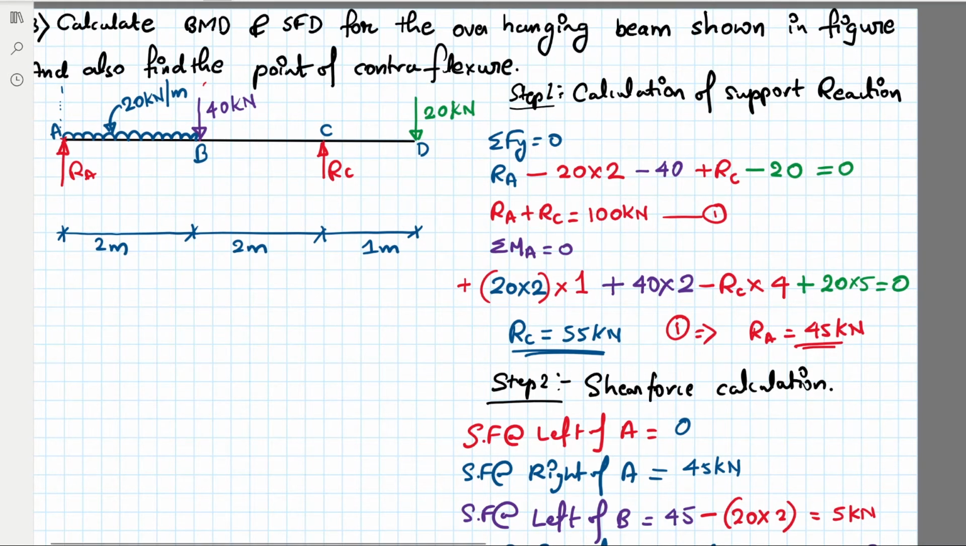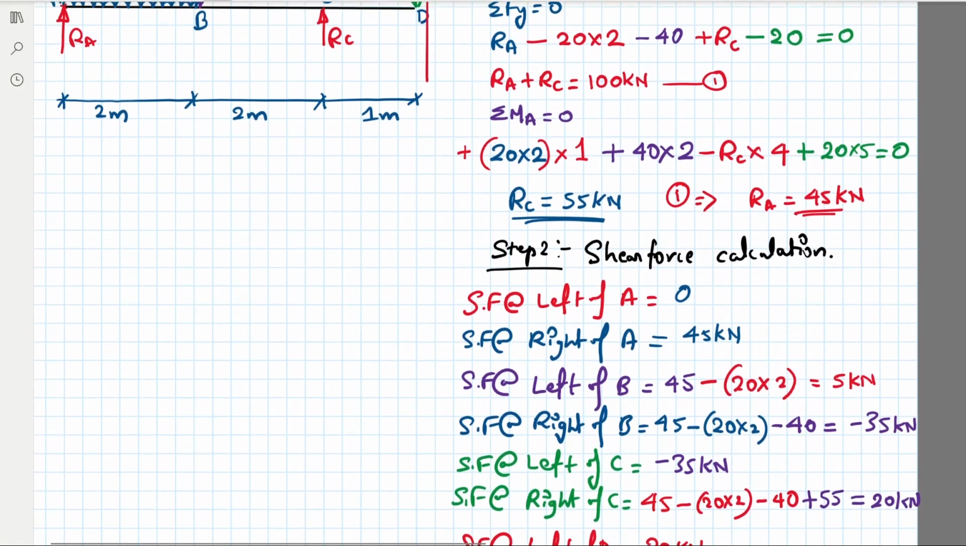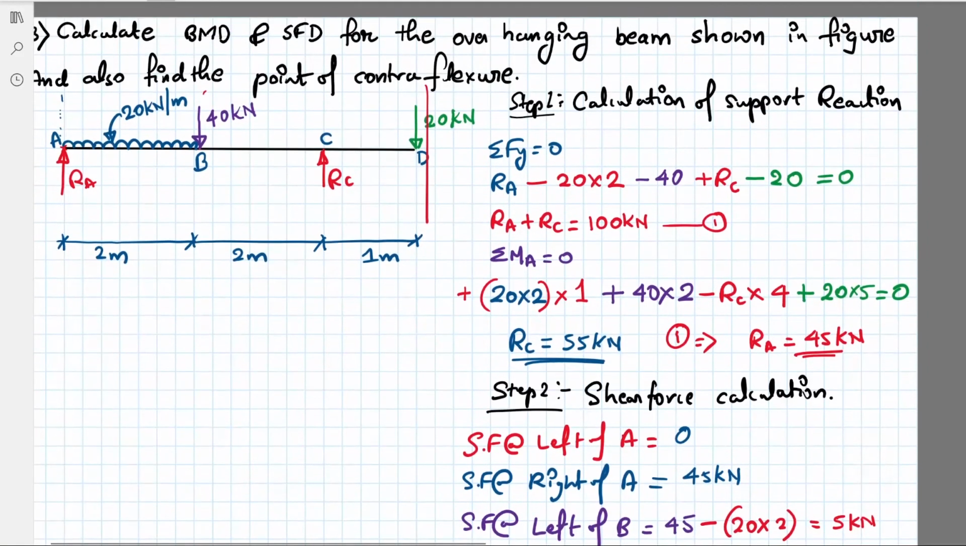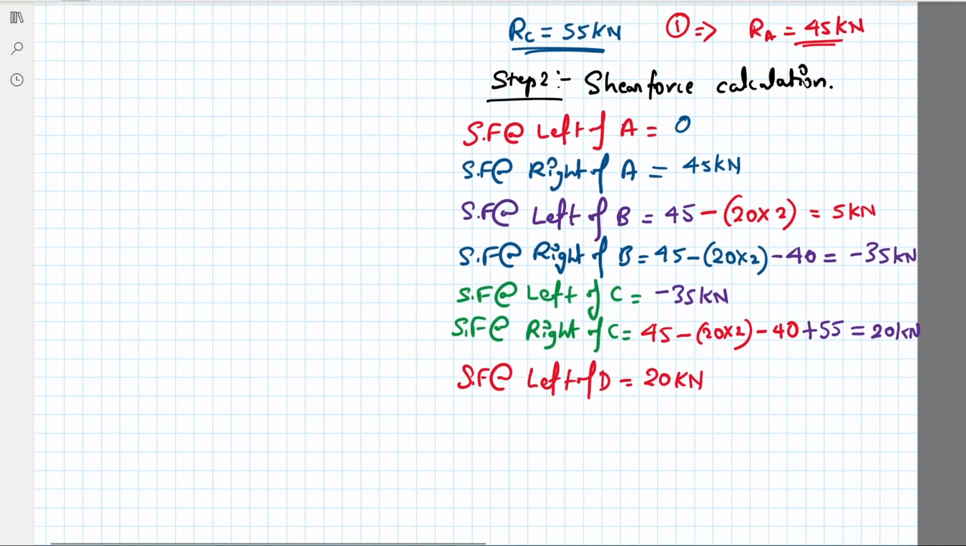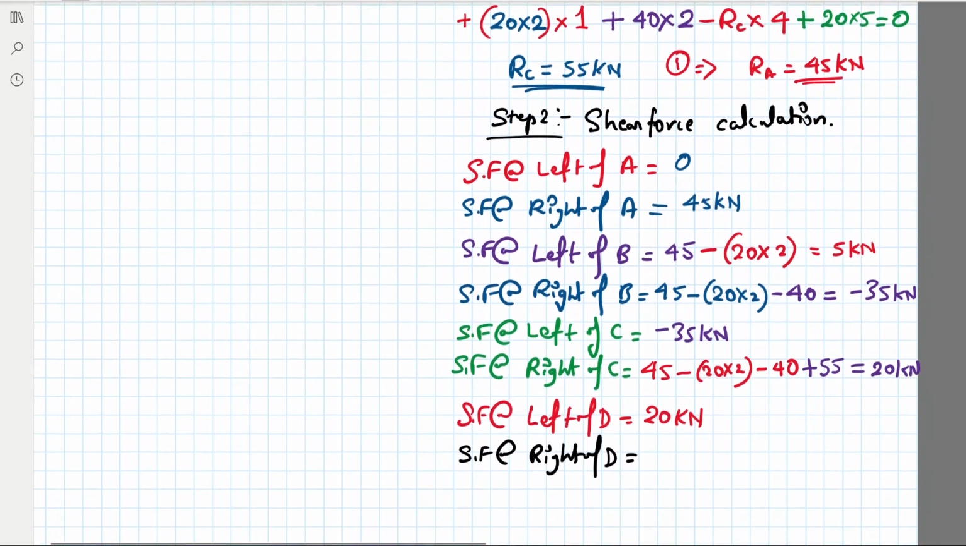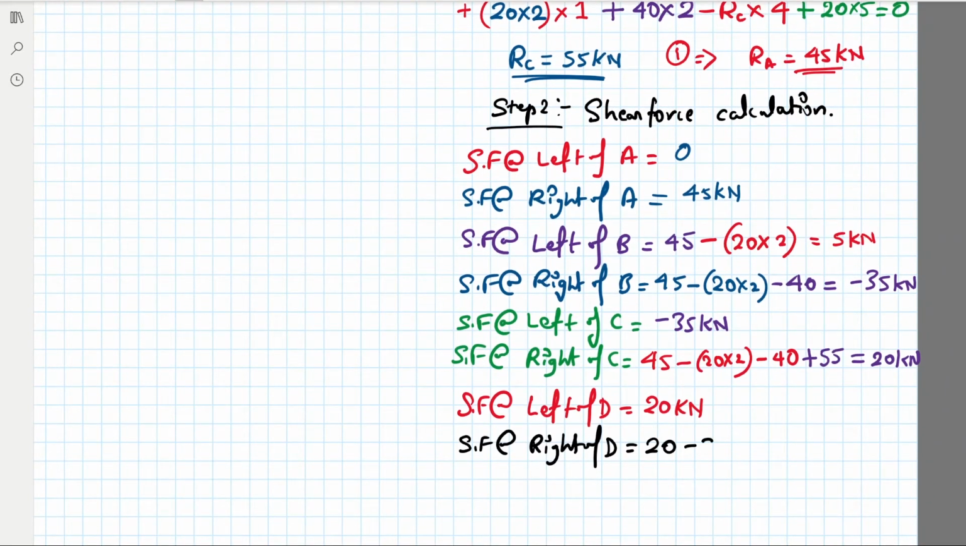The last point I am going to consider is shear force at right of D. If I consider the section here and take the left side portion, from whatever value we got previously we have to deduct 20, because one extra force acts at D, which is acting downward. So again, if you want to do all the calculation, that is 45 minus 20 into 2 minus 40 plus RC minus 20. I will directly take 20 minus 20 to get 0 kilonewton.